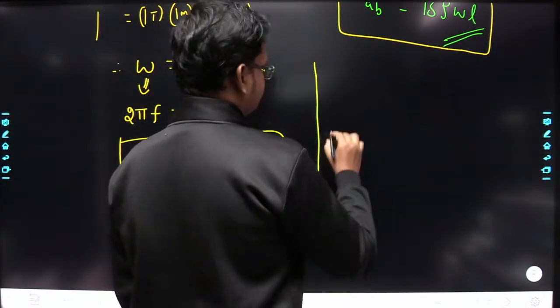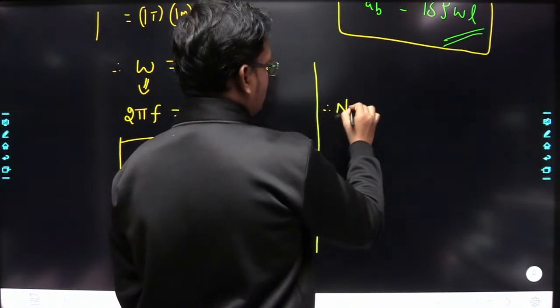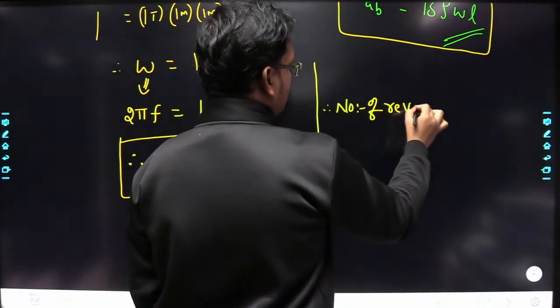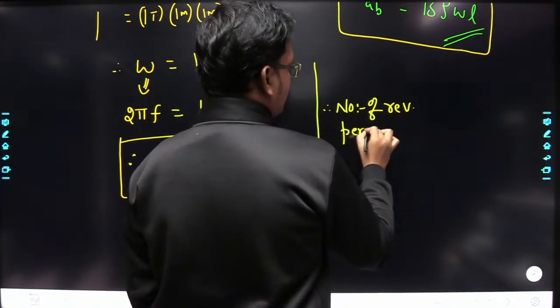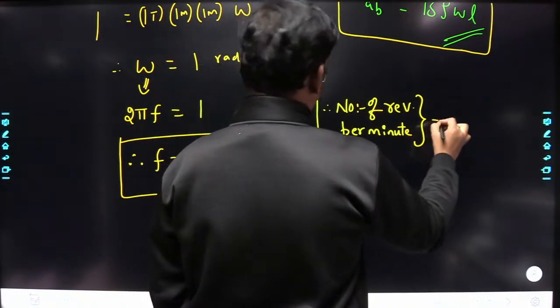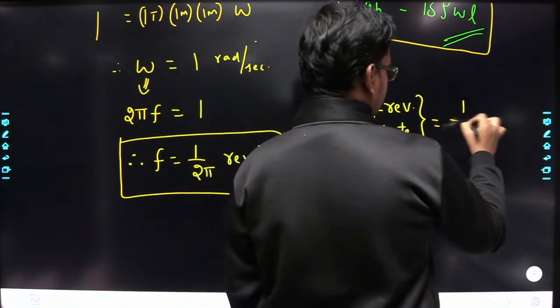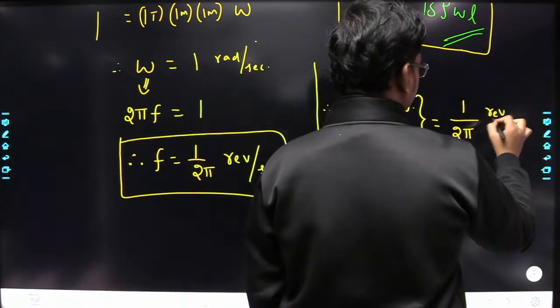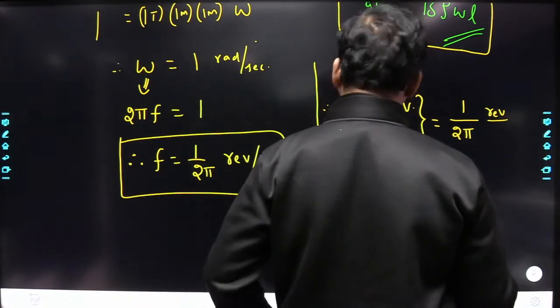Tell me here. So therefore, the number of revolutions per minute is equal to what? I can write it as 1 by 2 pi revolutions per second, and I have to convert these seconds into minutes.